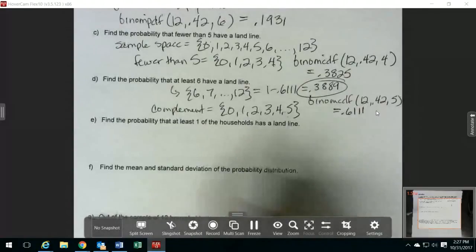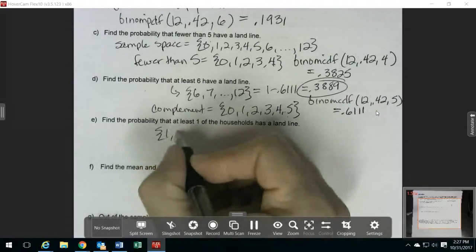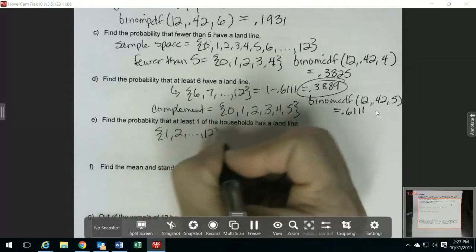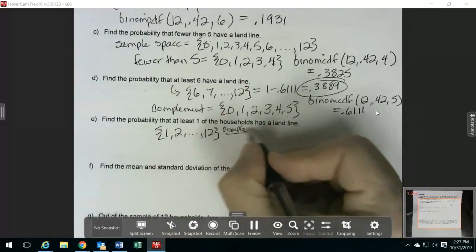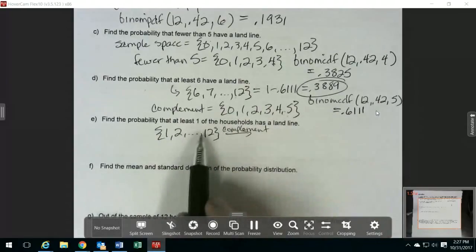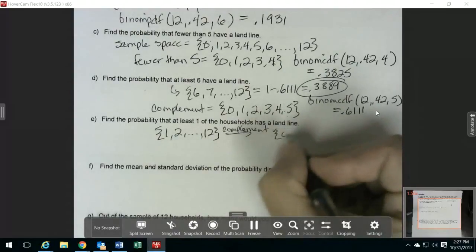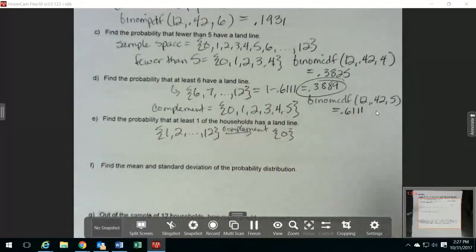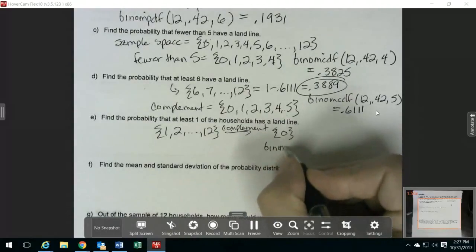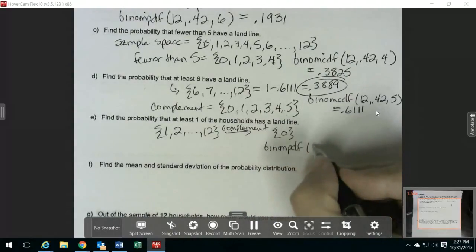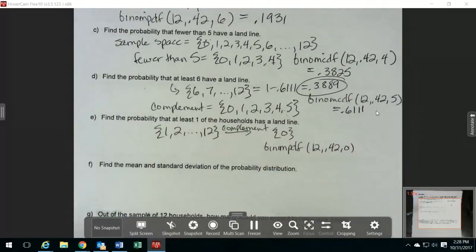Okay, then the probability that at least one of the households has a landline, that means that we're going from 1 up to 12. So again, we want to use the complement. If we look at this compared to our sample space up here, the only thing that's missing is 0. So the complement of this is just 0. So for this one, we could use the binomial PDF and just put in 0 for our x.